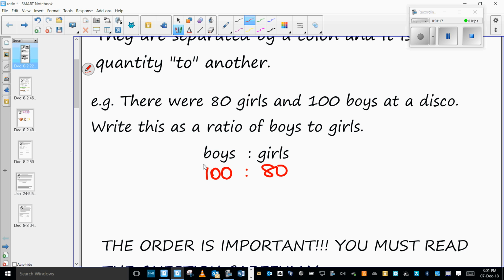Wait, so it would matter if you did girls to boys? Yes, because order is important. So if you did girls, boys, would it matter? Yes, it would, because they've asked the ratio of boys to girls. And the person marking would say, I think you've got it wrong.